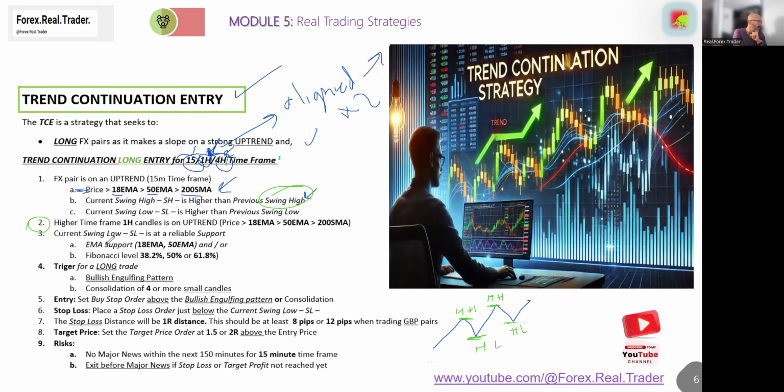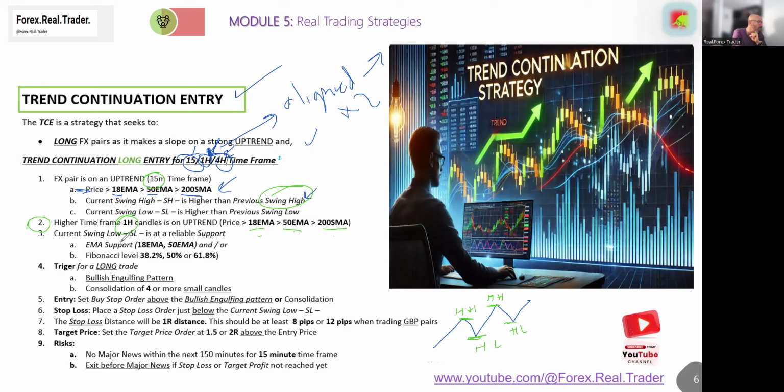Again, you have to check the next time frame in order to see if it is aligned. In this case, if my trigger entry is 15 minutes, I have to check my 1 hour time frame in order to confirm that the trend is strongly going bullish, going long, right? So that is the thing. And also bearing in mind that the EMAs 18 and 50 plus the 200 SMA are aligned as well, right?